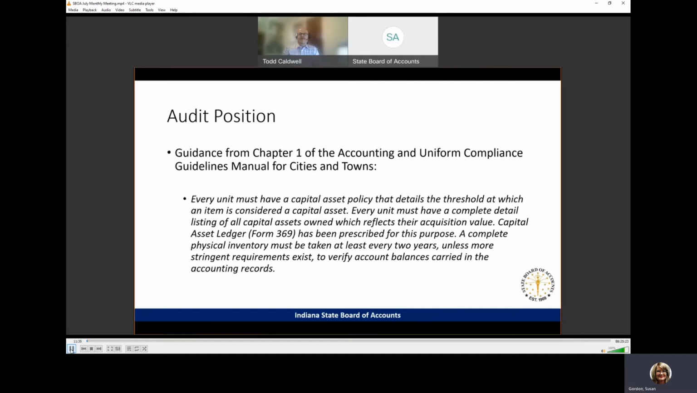On this slide, I copied the information from our Accounting and Uniform Compliance Guidelines Manual for cities and towns regarding capital assets. This is guidance that has been in effect for some time now. You've been required to have a capitalization policy and maintain capital asset listings. You could have, and some did, receive a comment in an audit report if there wasn't a capitalization policy or a detailed listing of capital assets. The capital asset summary amounts by category at year end used to be included in a supplemental schedule in that audit report. However, we didn't audit the accuracy of the capital asset detail, nor did we place an opinion on that schedule. In the future, we're going to do both. We're going to audit capital asset records and place an opinion on that schedule.